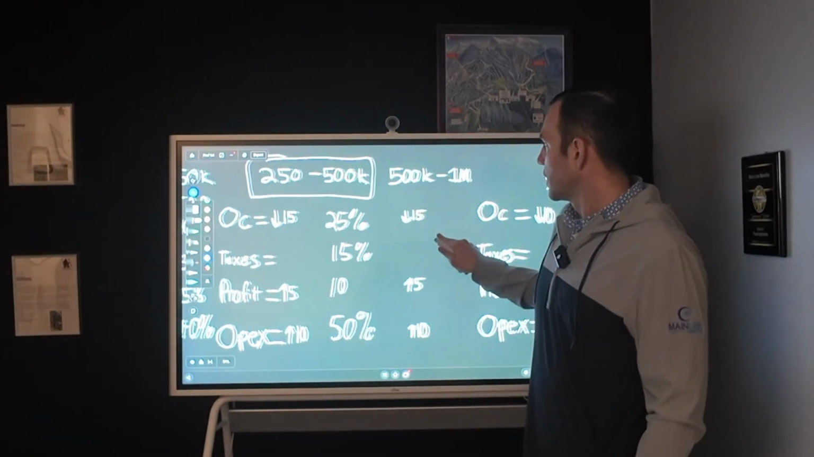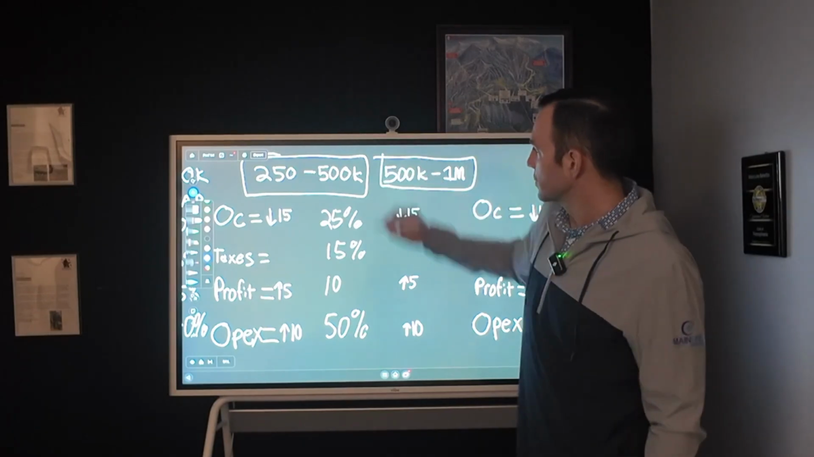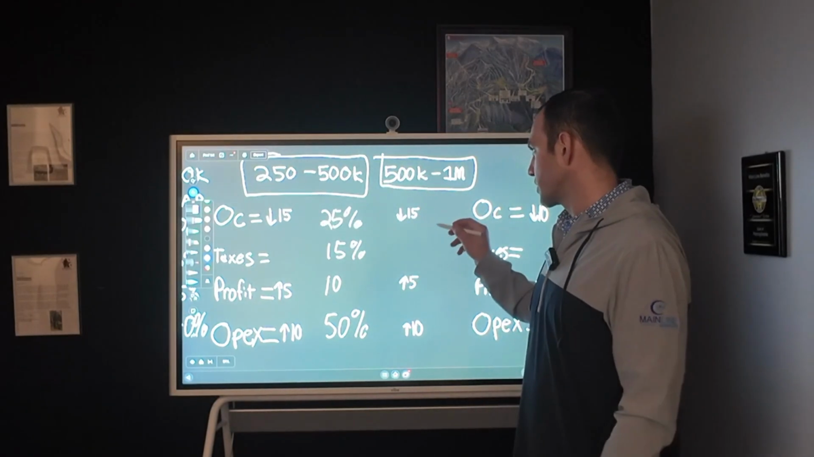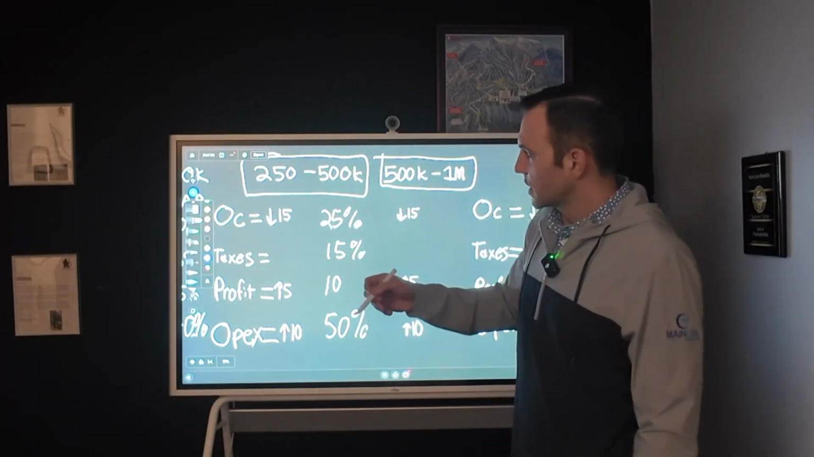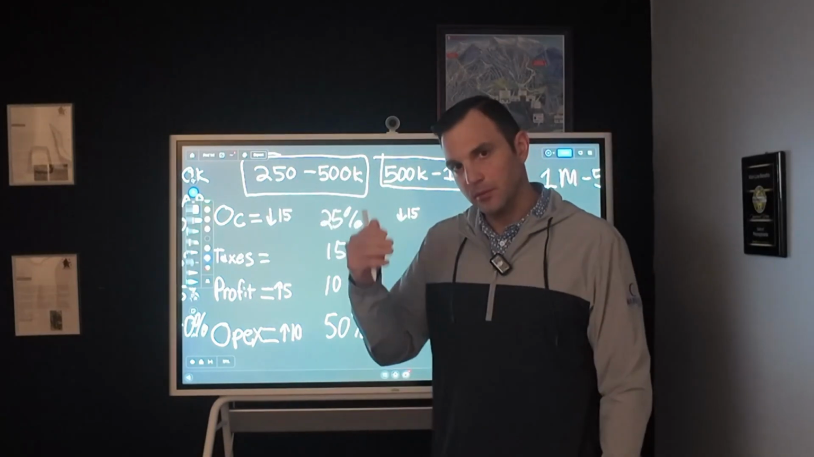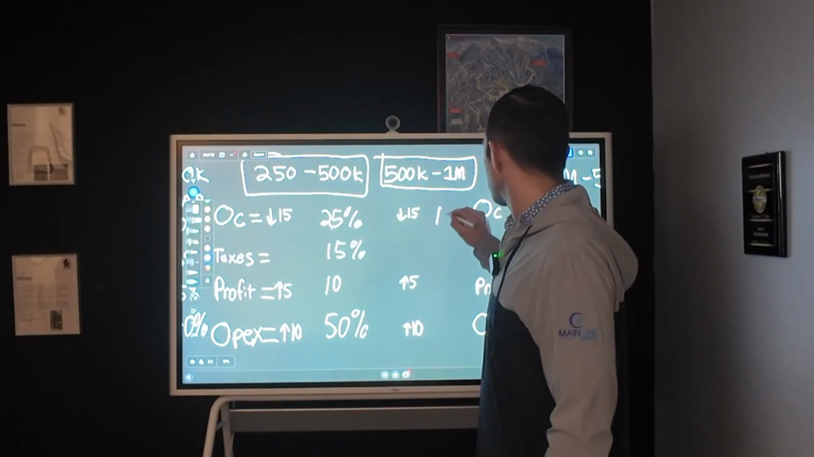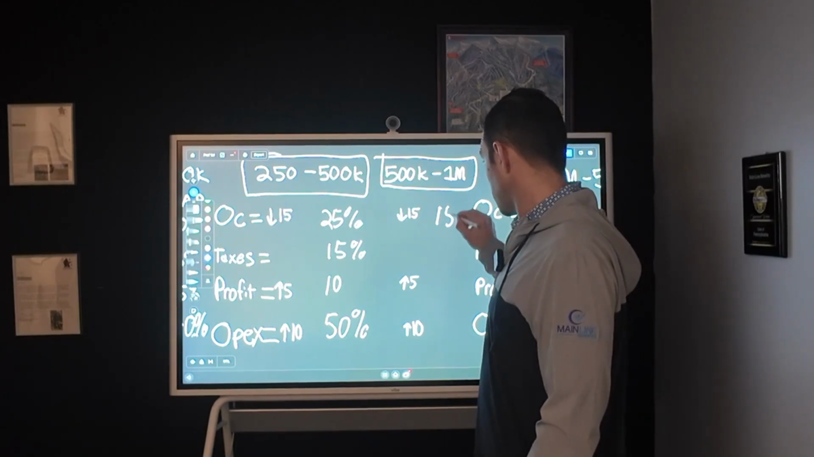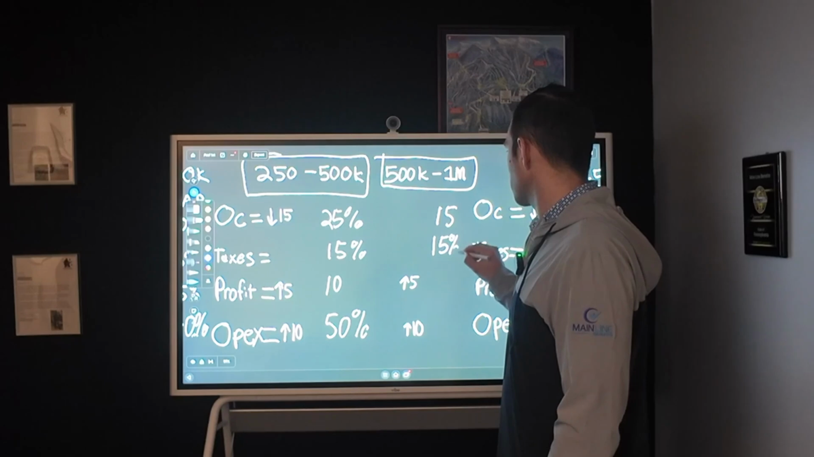Okay. Now, when we get up to the next threshold, 500 to a million, again, this can come down because we don't need as high of a percentage to get to the same owner's compensation. Maybe my compensation is going up slightly at every stage as well. Let's see, I'm going to take this down. And I'm going to make this 15. Okay, my taxes, again, I have to pay the IRS the same amount.